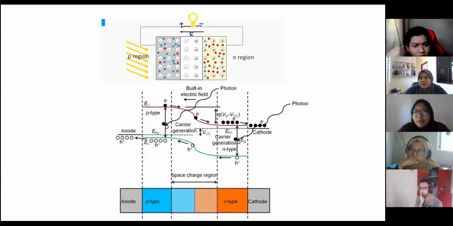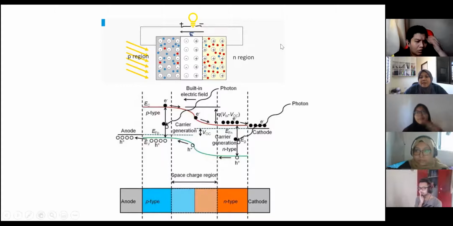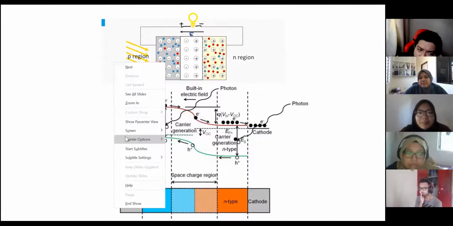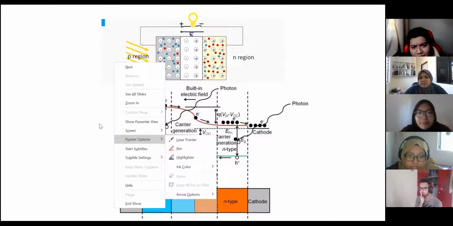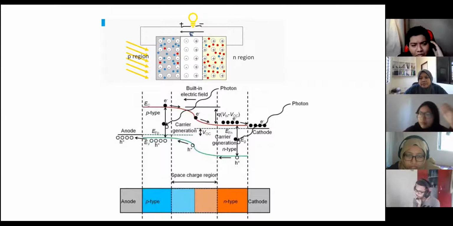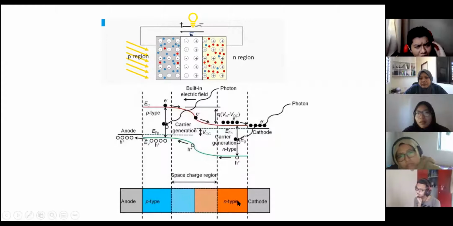Anybody have any question on this? I have a question. Based on the polarity shown in the picture, I'm a little bit confused with the positive and negative on the light bulb. Can you explain a little on the polarity on the light bulb?